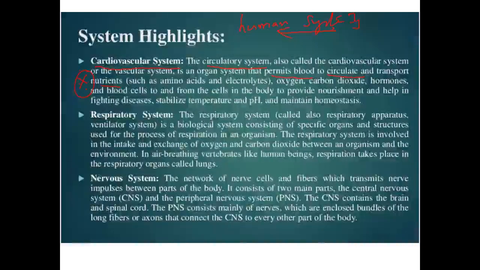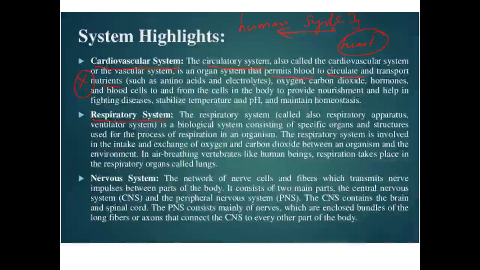So in order to support the cardiovascular system, we have the respiratory system as well. We have the heart as well, right? So this is that. So what is a cardiovascular system? What are the major parts, the major ingredients of a cardiovascular system?